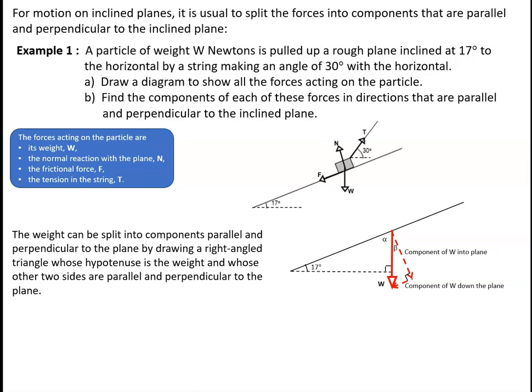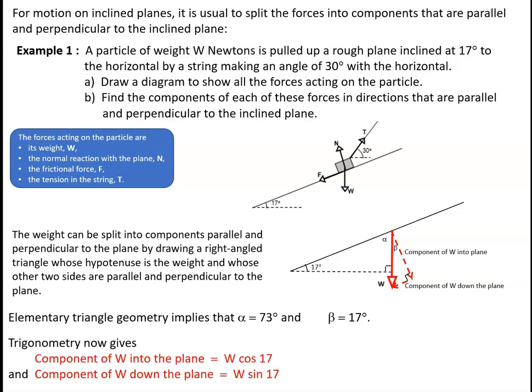Now, if we use a little bit of geometry, we can see that the angle alpha must be 180, take away 90, take away 17. In other words, the angle alpha must be 73 degrees. And because the component of the weight into the plane will be at right angles to the plane, we've got alpha plus beta must equal 90 degrees, so the angle beta must be 17 degrees.